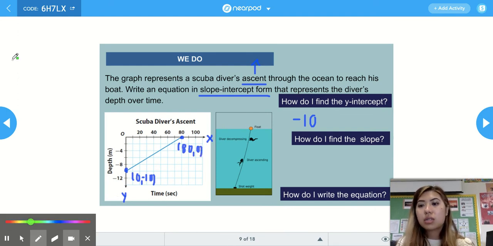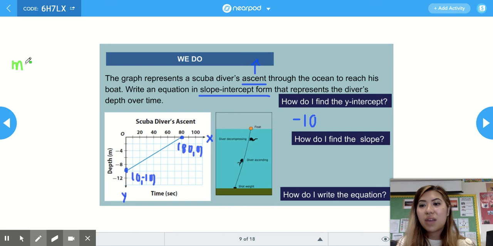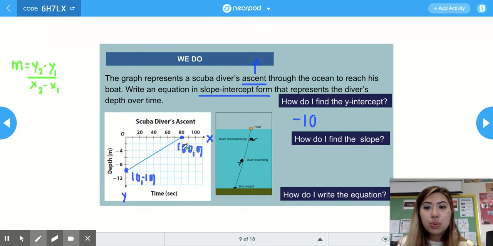So from here, we're going to use our slope formula. So we have m is equal to y2 minus y1 over x2 minus x1. We're going to have to label the 2 points. So I'm going to say that 0 is x1, negative 10 is y1. Then I'm going to say that 80 is x2. I'm going to say that 0 is y2.